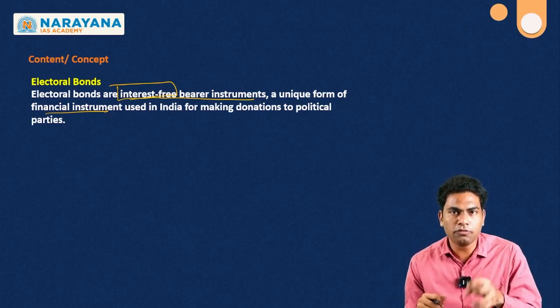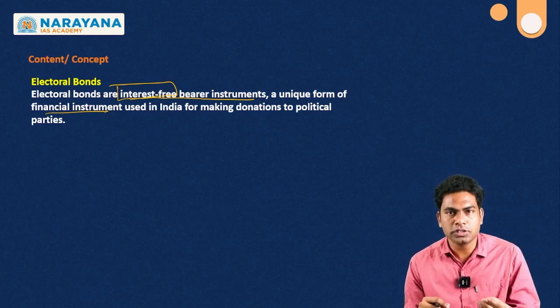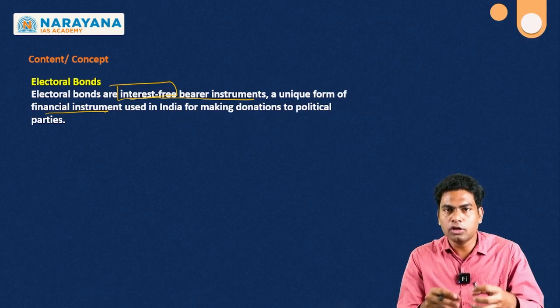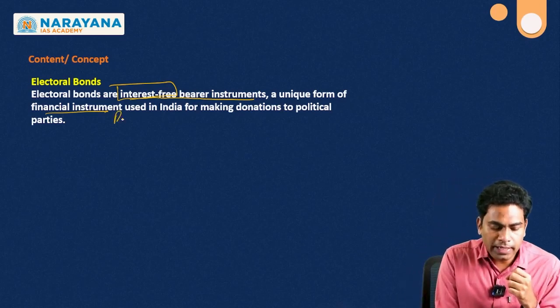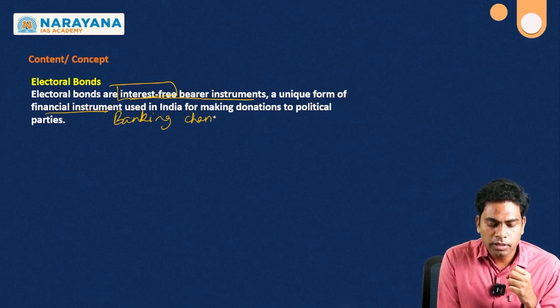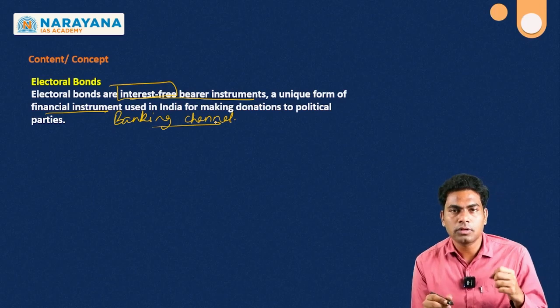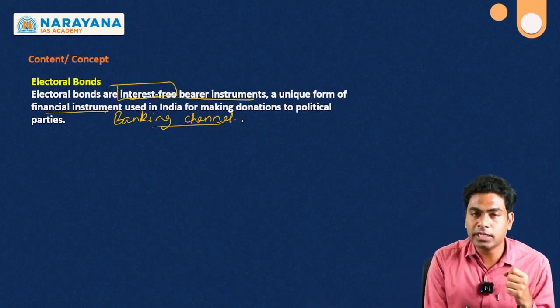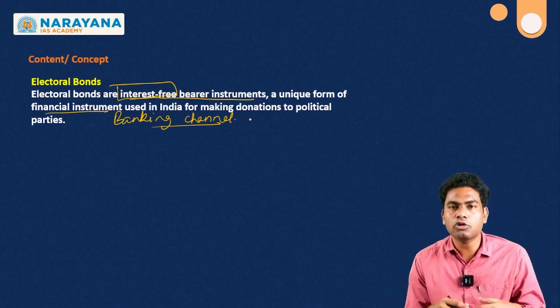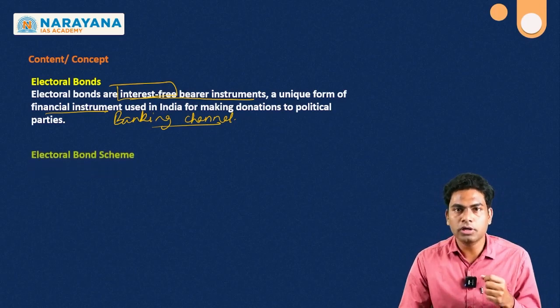You would buy the bond from the bank and you would give this bond to the political parties of your choosing. And this giving of the bond is done through a banking transaction, a banking channel. You will buy a bond and you would donate it. And for donation, you will use the banking channels, and thus ultimately you are donating money to the political parties.